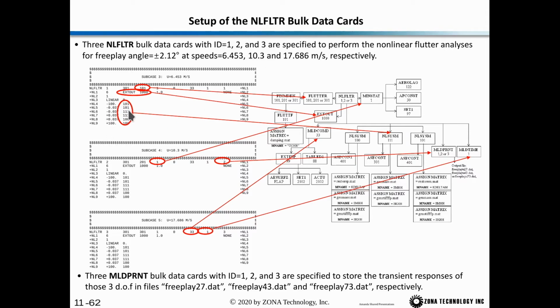So you can see we have our 3 sublinear regions defined. And this table is the same for all 3 subcases. The only difference between the 3 subcases is we refer to different flutter cards. So we have a flutter 101, 201, 301, and those define the 3 different speeds. And we have 3 MLD print cards with IDs 1, 2, and 3 shown here that are specified to store the transient responses of those 3 degrees of freedom in the files Freeplay 27, Freeplay 43, and Freeplay 73.